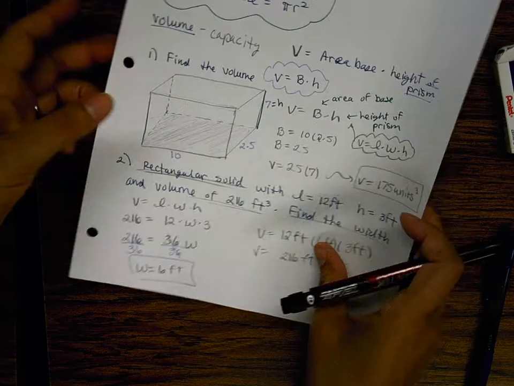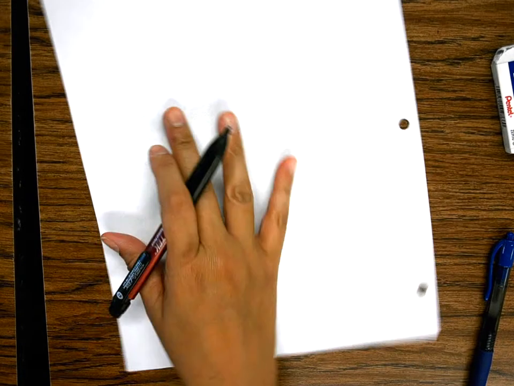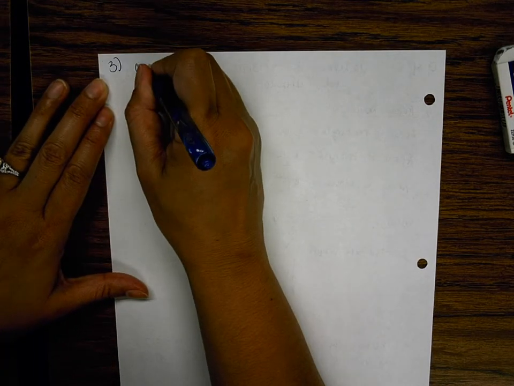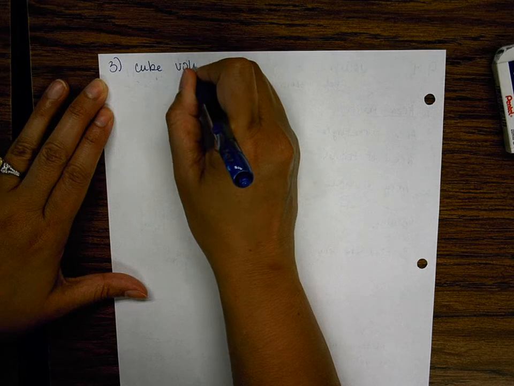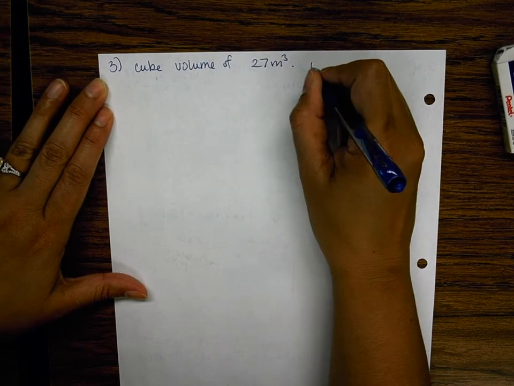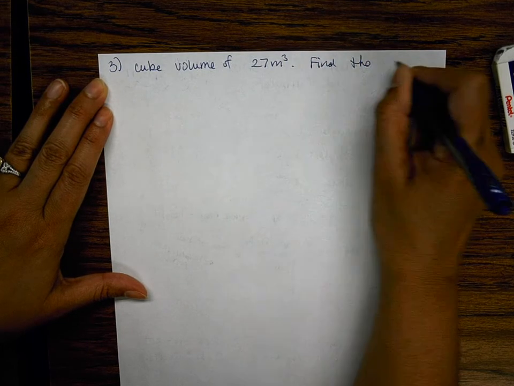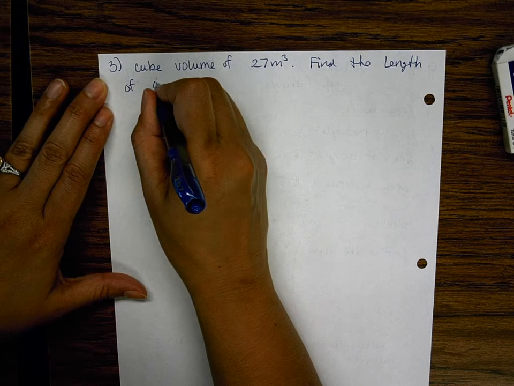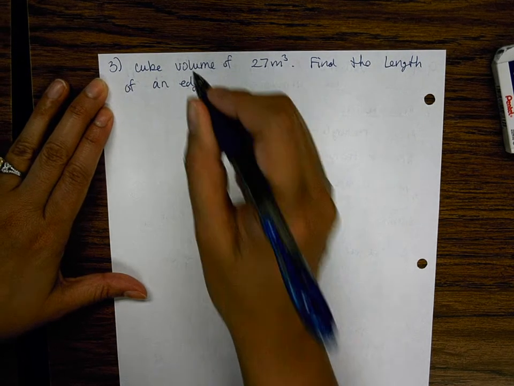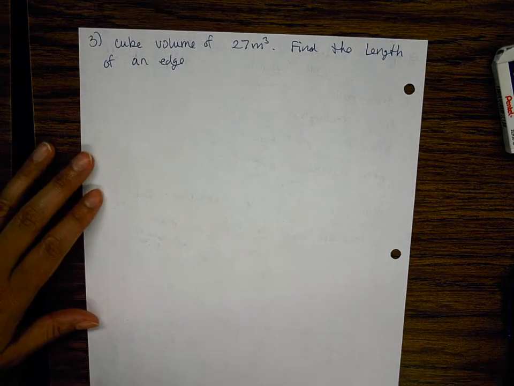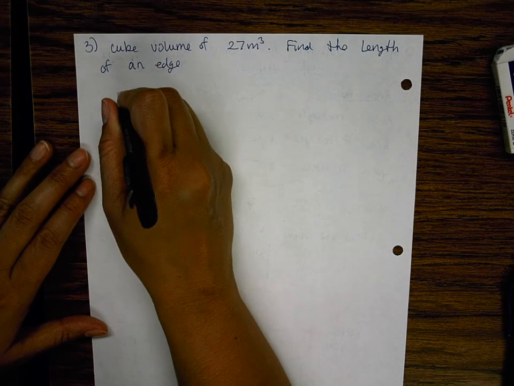Number 3. A cube, volume of 27 meters cubed. Find the length of an edge. Find the length of an edge. Okay, so I'm going to draw a picture. It didn't give us one. I'm going to draw one. It's not necessary, but I'm just going to draw it.